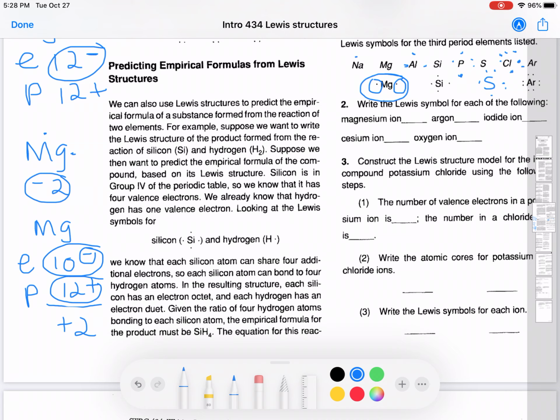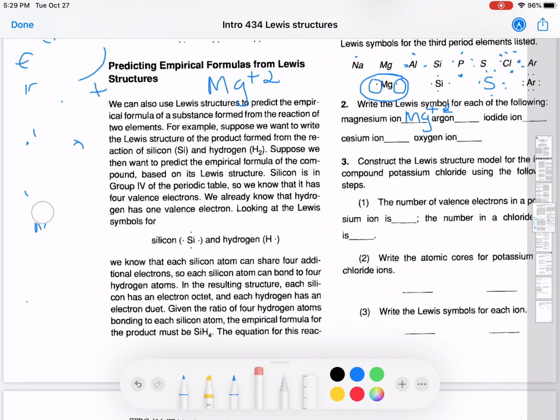So when magnesium forms an ion, it forms a +2 charge. Right? So the magnesium will become Mg +2. I'm going to rewrite it here. Magnesium ion would be magnesium +2. Because it is always the valence electrons that are going to be lost or gained when you are forming an ion. Okay? Magnesium ion would be Mg2+.